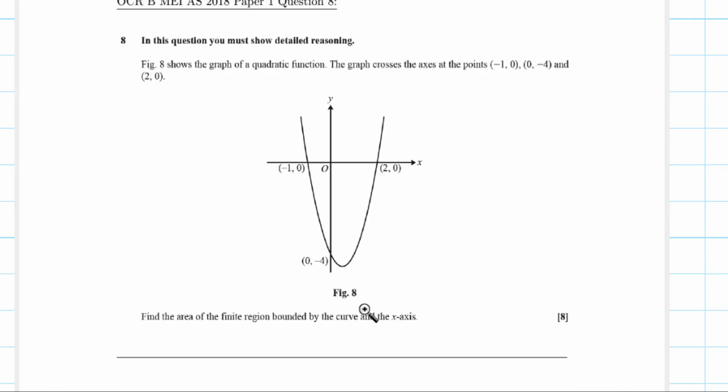So question 1 is this question that shows a graph of a quadratic function. The graph crosses the axes at the points (-1, 0), (0, -4) and (2, 0). Find the area of the finite region bounded by the curve and the x-axis.